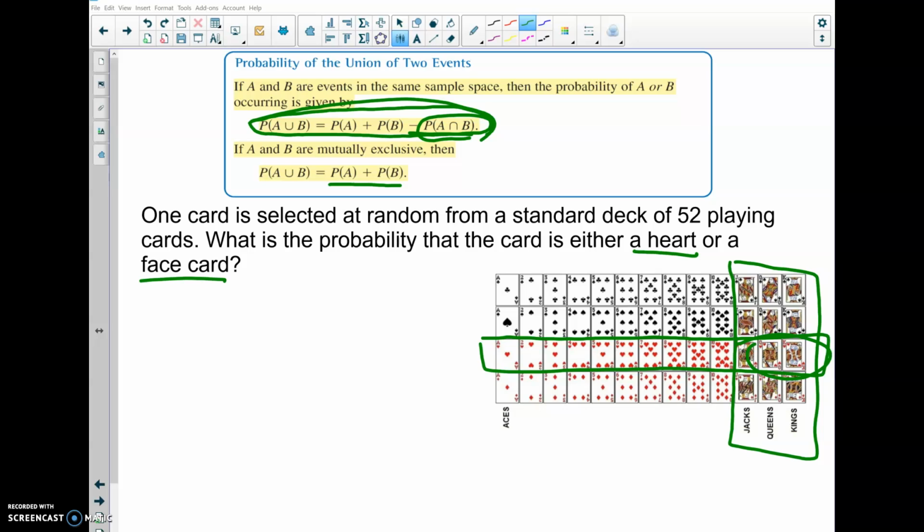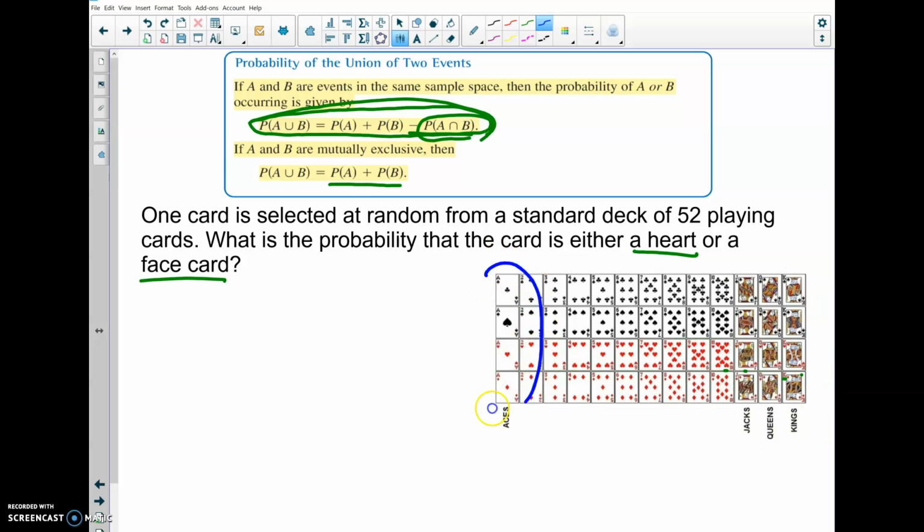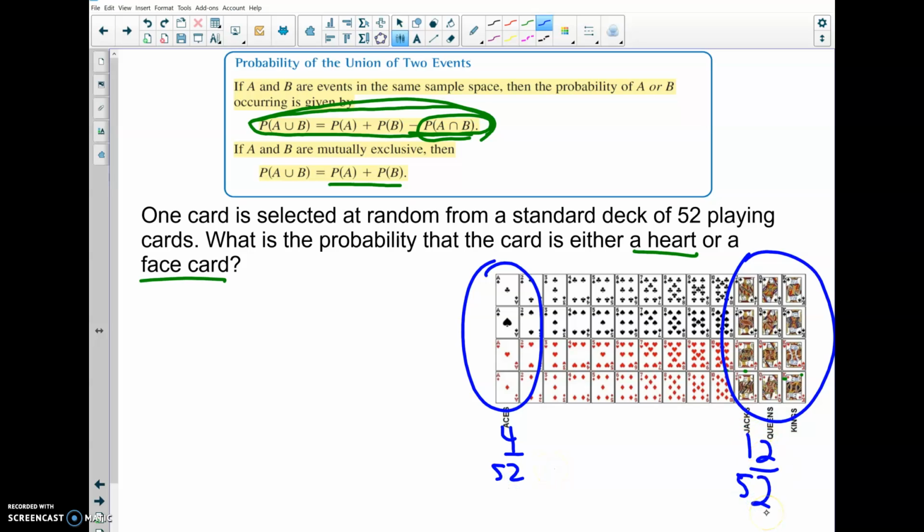If you were asked to find the probability of an ace or a face card, those two are mutually exclusive. So the probability of an ace or a face card, here are aces, and here are the face cards. There is no overlap, so you would just do the 4 out of 52 and the 12 out of 52 and add them up and call it a day. 16 out of 52, and then simplify. So just remember, if there is overlap, you need to subtract the intersection.